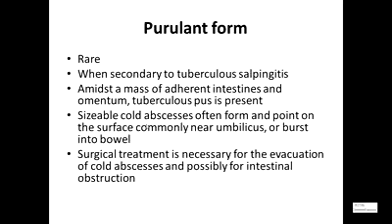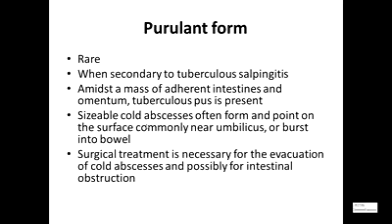Purulent form. Though it's rare, when secondary to tuberculous salpingitis, a mass of adherent intestine, omentum, and tuberculous pus is present. Sizable cold abscesses, as you know, the abscess resulting from tuberculosis is called a cold abscess, are often formed, pointing on the surface, commonly near the umbilicus, or bursting into the bowel. Surgical treatment is necessary for evacuation of the cold abscess and for intestinal obstruction.